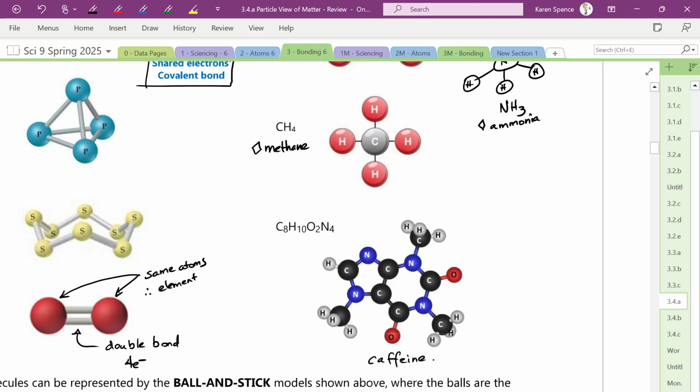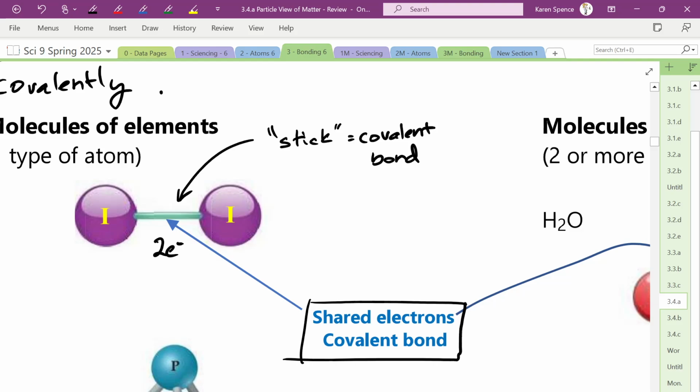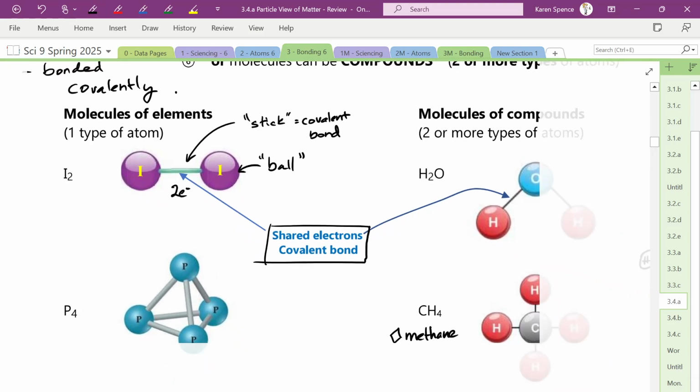And because these are made of a stick in between a ball and a ball, we call these ball and stick models, because they're made of balls and sticks. There we are. Ball and stick model.